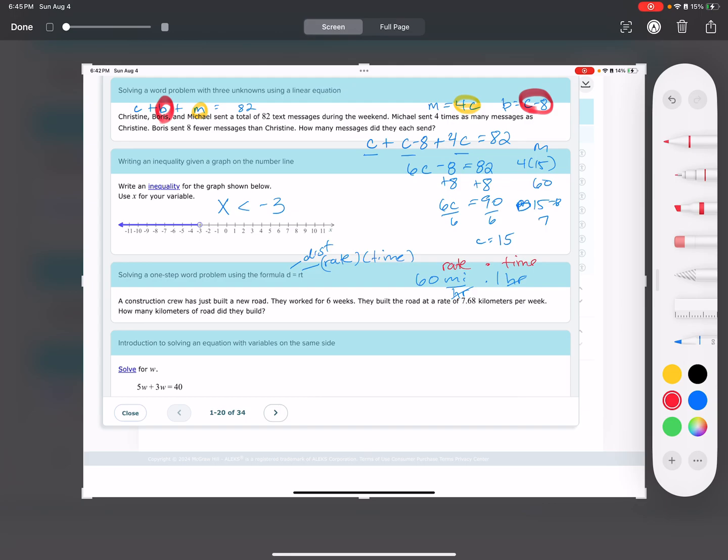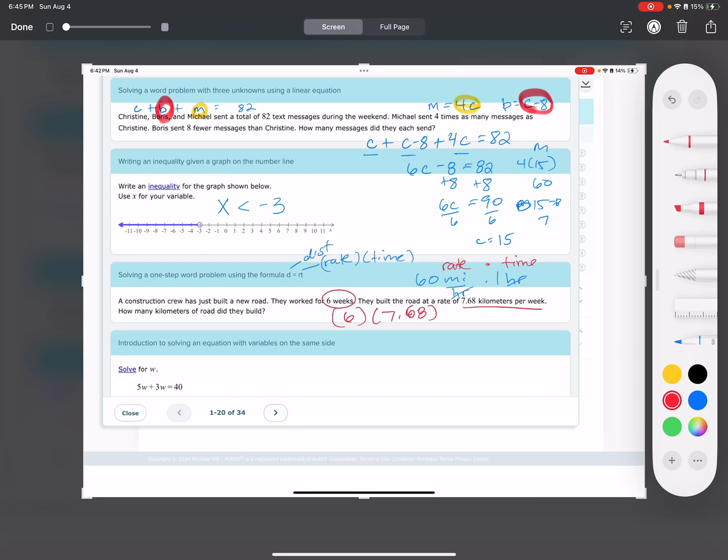Okay, so this is a construction worker has built a new road. They worked for 6 weeks. So that's the time they've worked, 6 weeks. They built a road at this rate, and so what's the distance? So you would just do 6 times 7.68, and you guys can throw that in your calculator just fine.